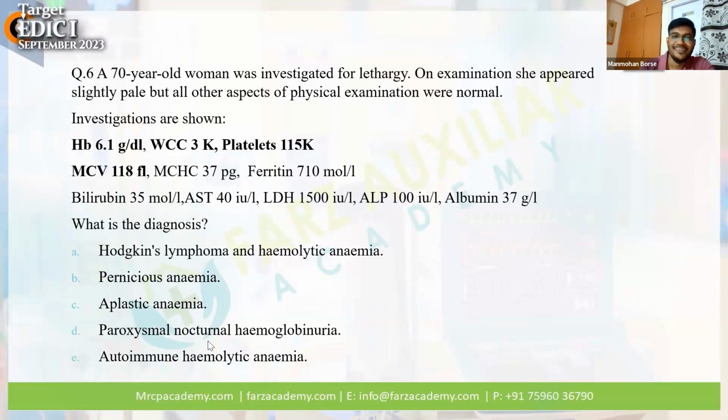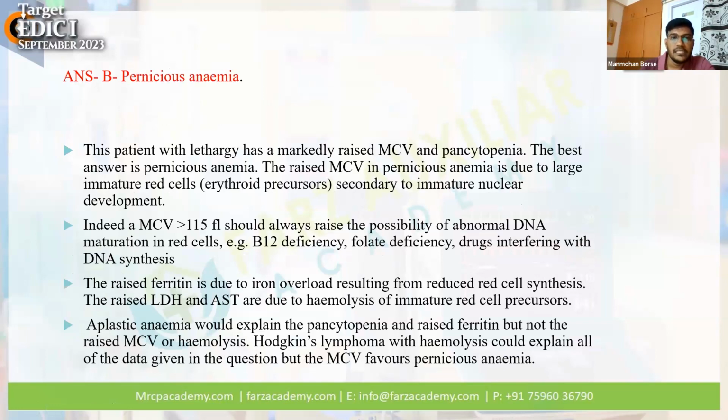Everybody's getting it right. So here the highlighting point was that there is a pancytopenia with a high MCV, so megaloblastic. There is some problem related to the maturation of the bone marrow cells. So it's like pernicious anemia, could be vitamin B12 deficiency or folic acid deficiency. So pernicious anemia is the right answer. This patient has lethargy, a raised MCV with a pancytopenia. The best possible answer is pernicious anemia, though the raised MCV is due to large immature cells secondary to immature nuclear development.